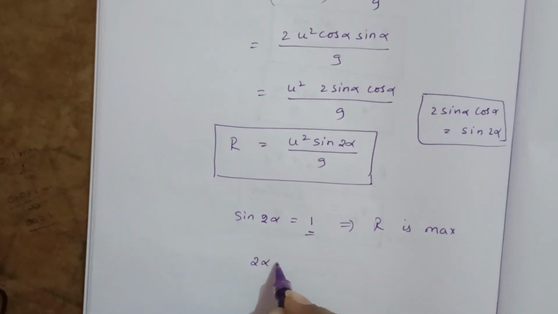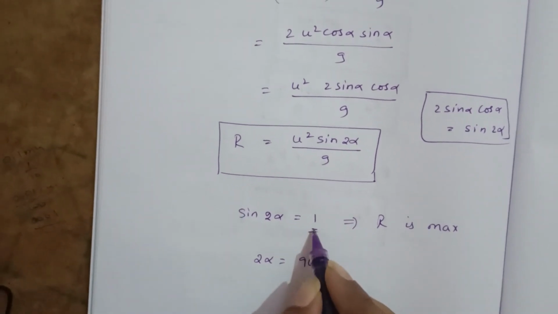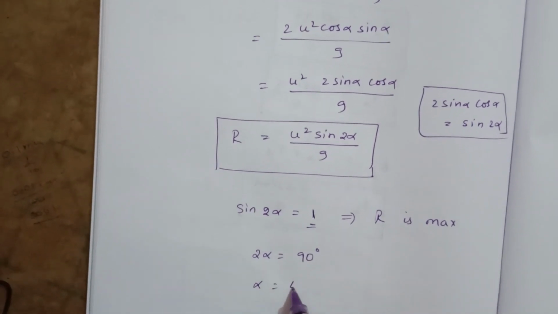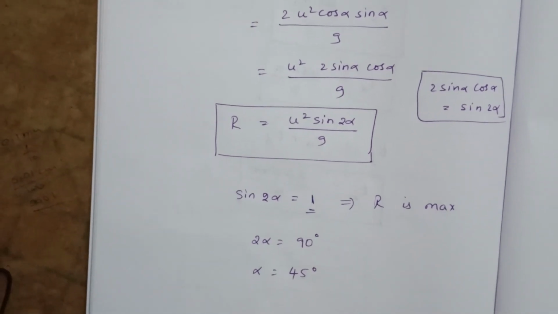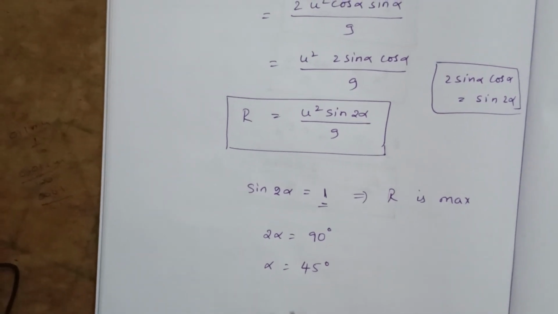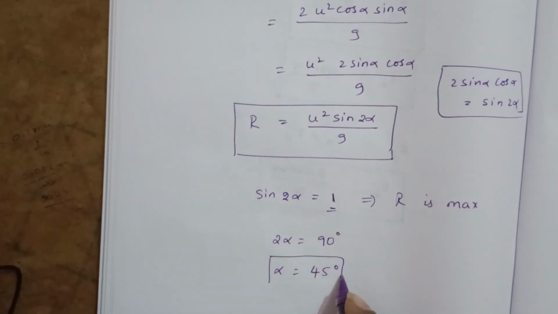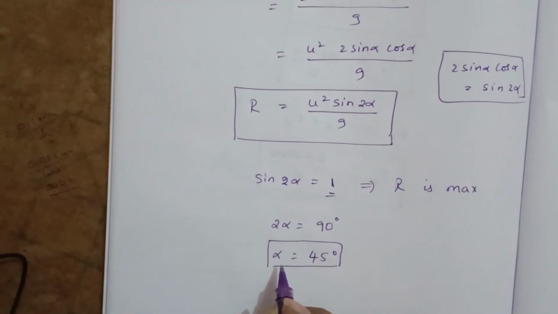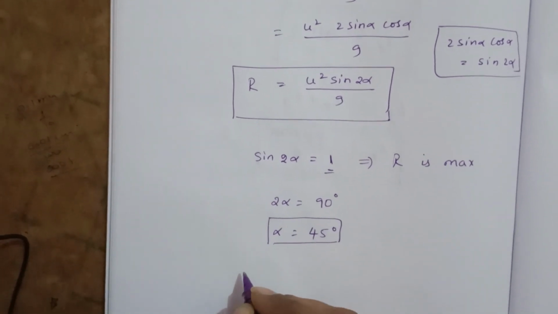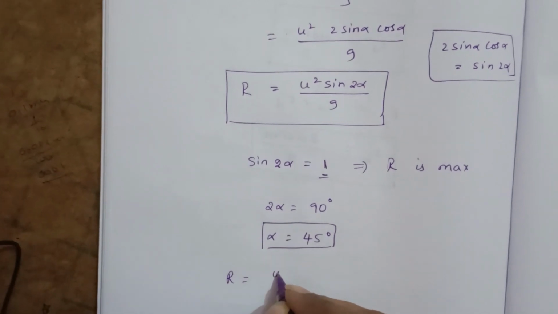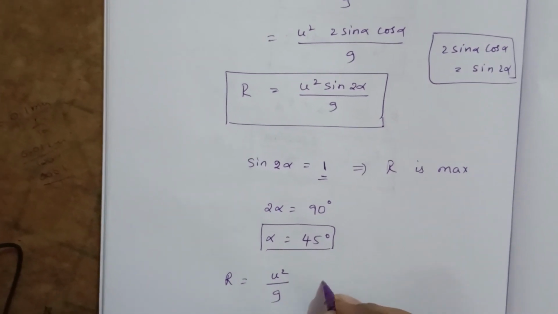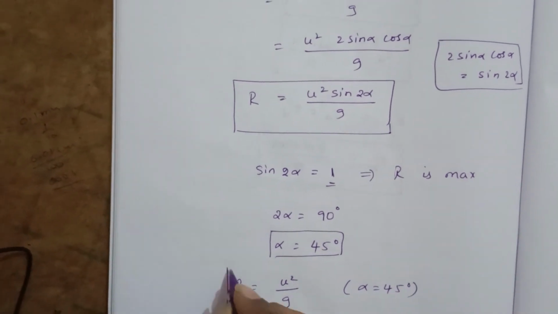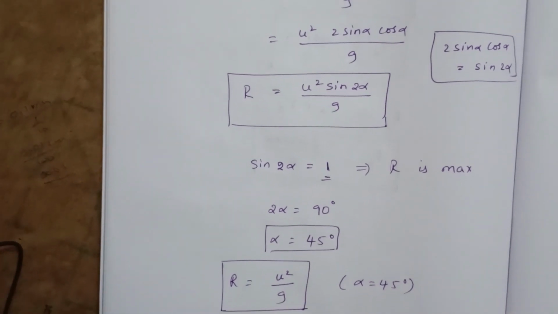So 2 alpha equal to 90 degrees. When we get 1 in sine 90 degrees, then alpha equals 45 degrees. So if alpha equals 45 degrees, the range is maximum, and we can write R equal to U square by G when alpha equals 45 degrees.